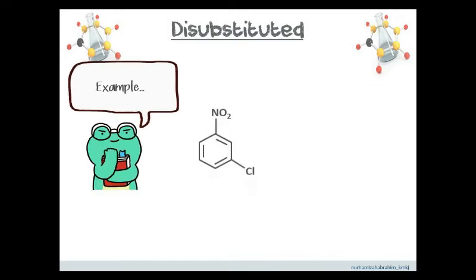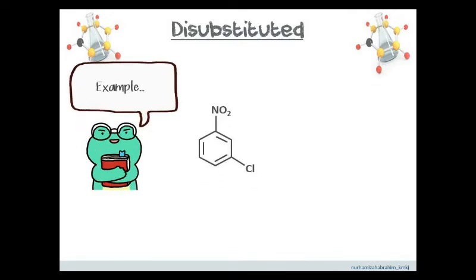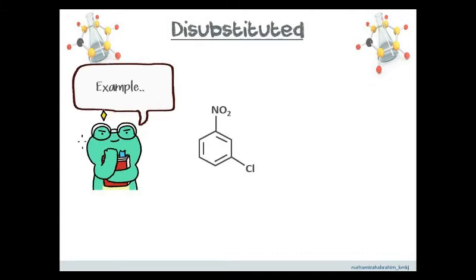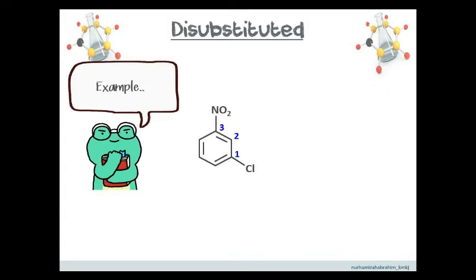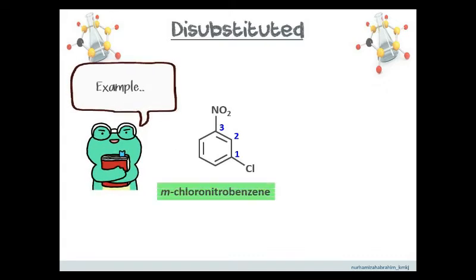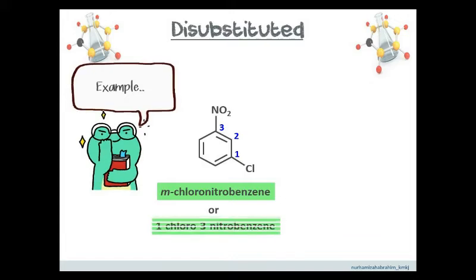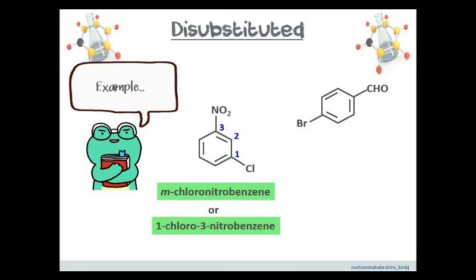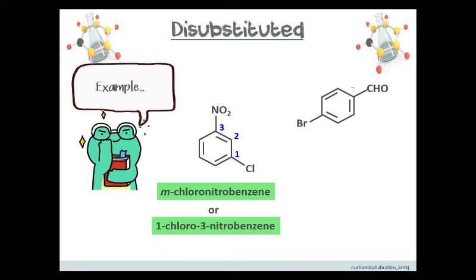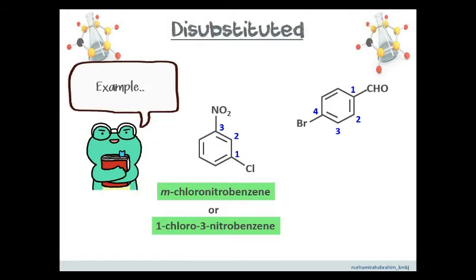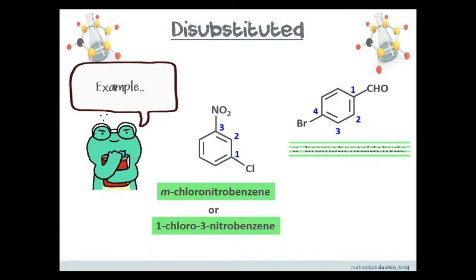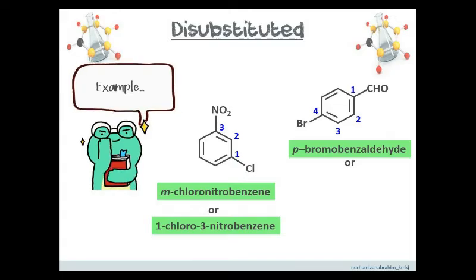For examples, the first structure contains an NO2 group and a chlorine atom as substituents. The Cl substituent becomes the first carbon, due to alphabetical order, which gives the name of the structure, m-chloronitrobenzene, or 1-chloro-3-nitrobenzene. The second structure contains a carbonyl group and a bromine atom as substituents. The carbonyl group, C double bond O, becomes the first carbon, as it gives the new parent name, benzaldehyde, which gives the name of the structure, p-bromobenzaldehyde, or 4-bromobenzaldehyde.